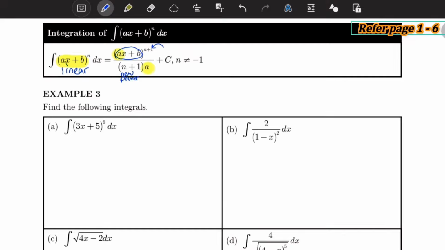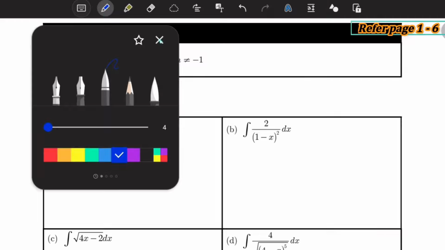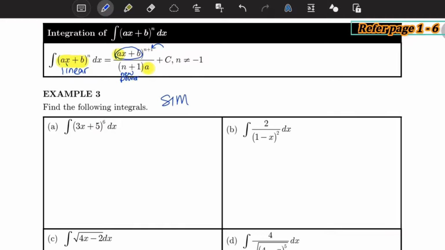As I told you just now, for integration, we need to simplify. But for this case, we have power of 6, which is not suitable for us to expand and write the term one by one. Right? Okay, so for this case, we will apply the previous rule.